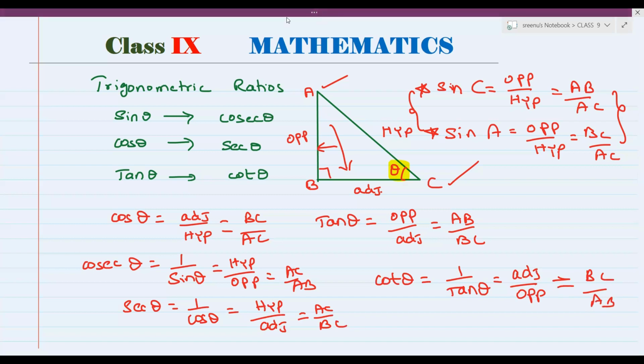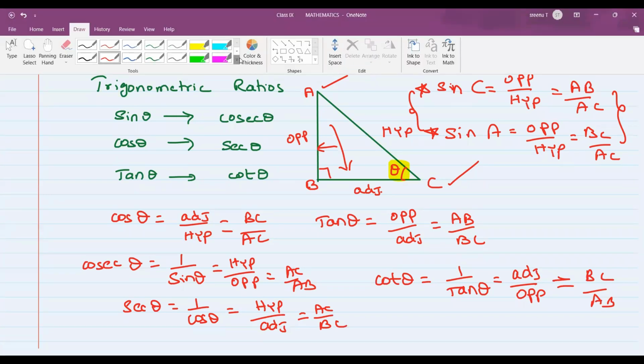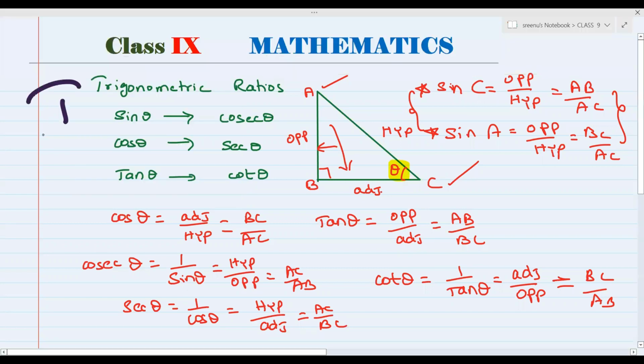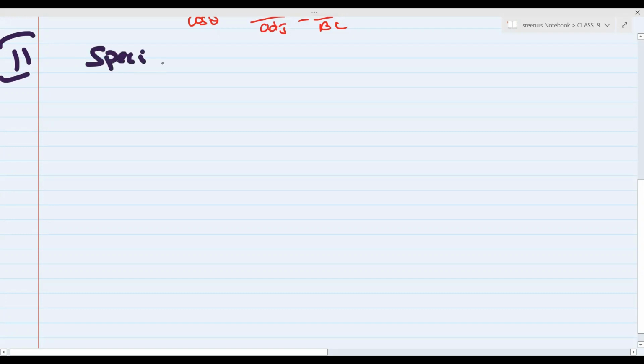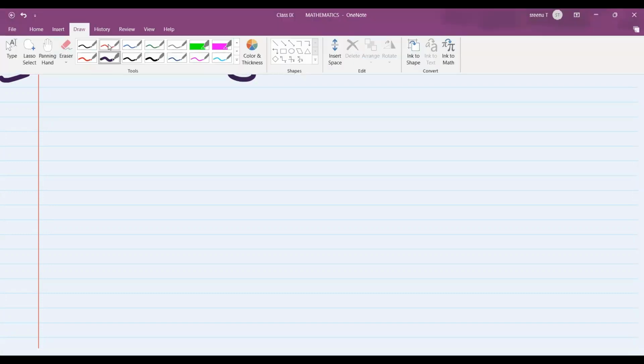This is the first concept, trigonometric ratios, the first concept we learn in trigonometry: trigonometric ratio definitions. And the second concept in trigonometric ratios is the trigonometric ratios of some specific angles.